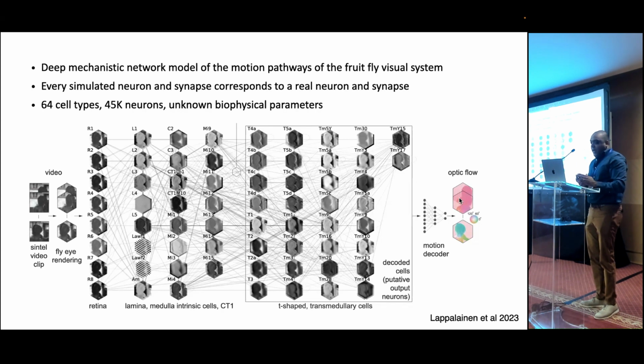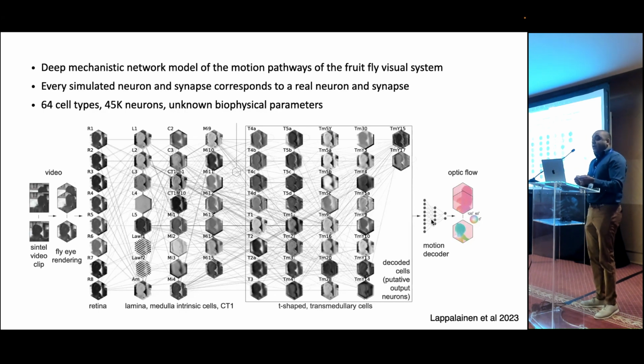And so we took those videos, we rendered them with a fly-eye sort of rendering, and then we trained this whole network in an end-to-end fashion in order to solve this task. We have a decoder that transforms from the representation of motion used by the fruit fly visual system into the representation used by computer vision scientists. So in that way, this is a discovery tool.